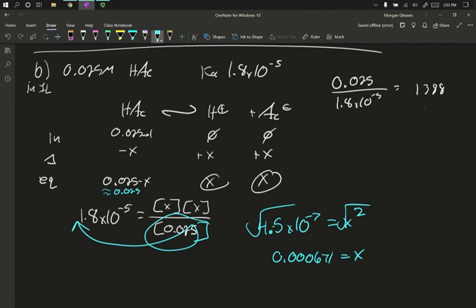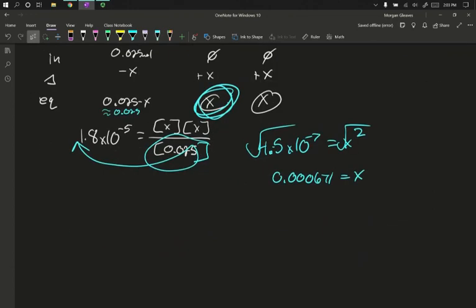Well, this is our concentration of H+, so we can use it to solve the pH. Our pH must equal the negative log of 0.000671. Our pH is equal to 3.17.